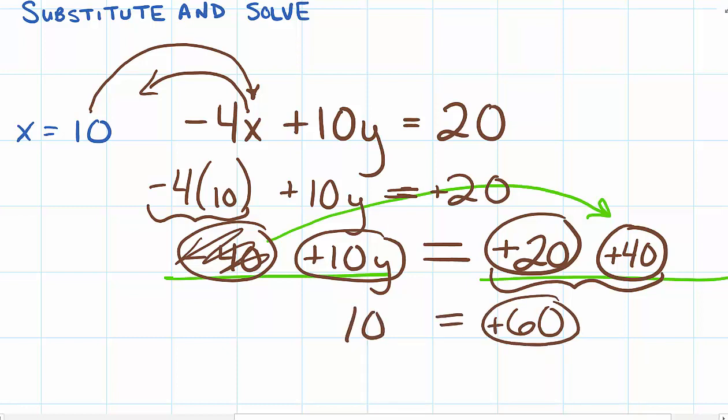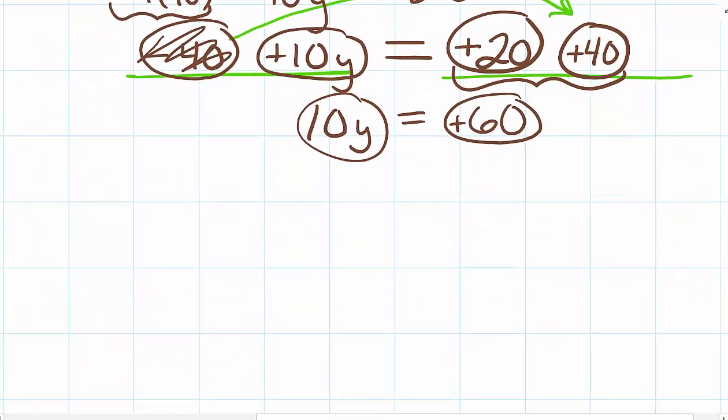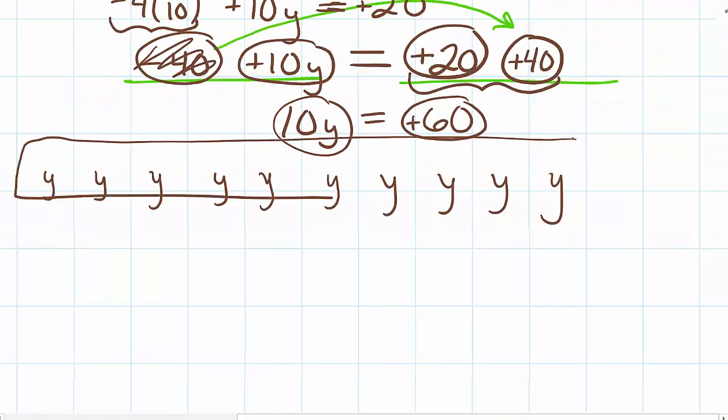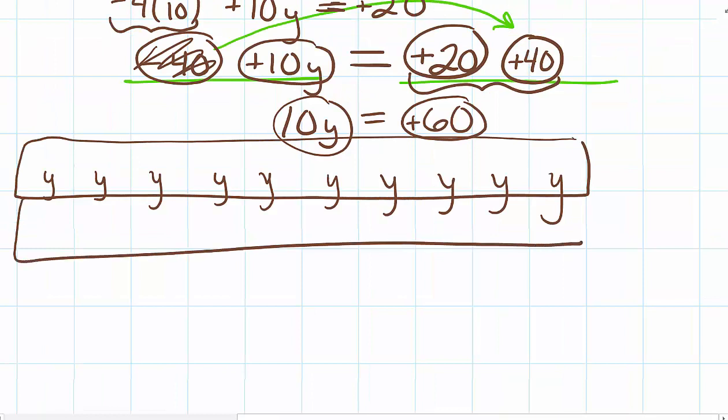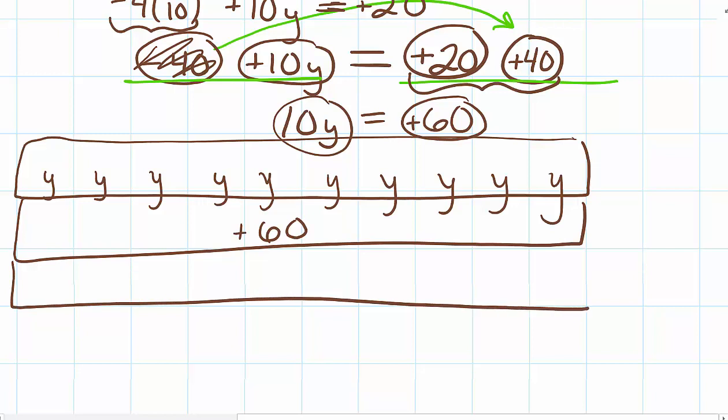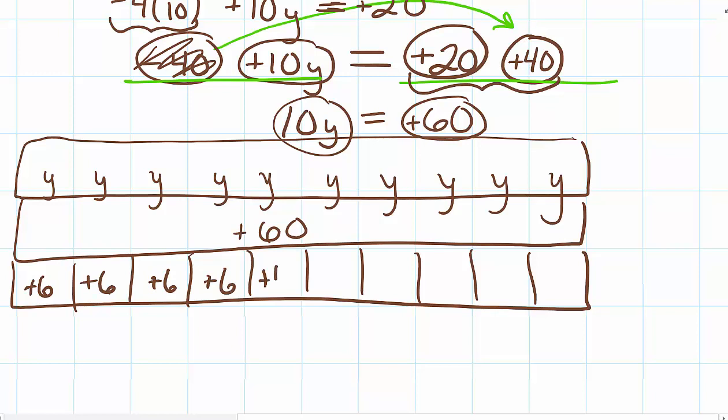And on the left side, I still have 10 y's. If I was going to model this, I would draw 10 y's out. All right, those 10 y's are represented by the number 60, which is a positive 60. And I've got to cut that 60 up evenly into 10 sections. And so that would tell me that each section is worth positive 6. And so we found our second value. Positive 6 is the other piece of our ordered pair that we needed.